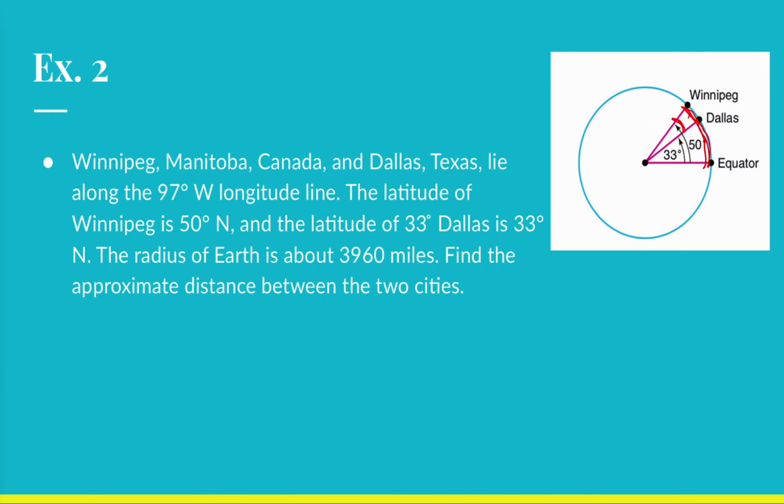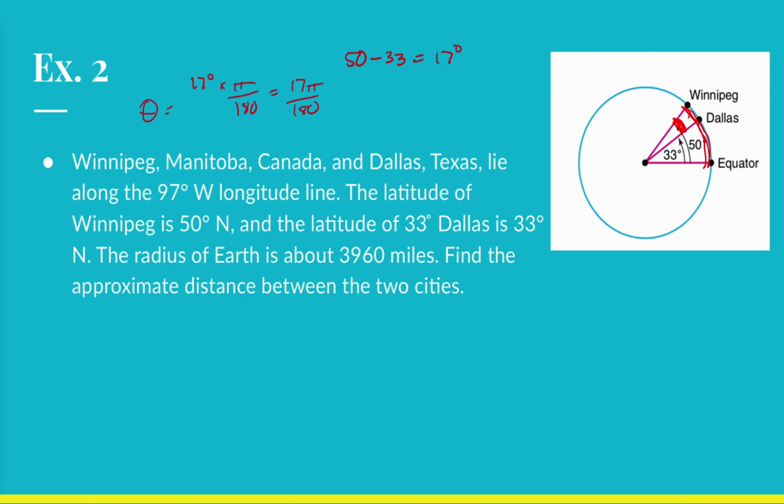So this angle is going to be 50 minus 33, which is 17 degrees. Convert 17 degrees to radians. That's just going to be 17 pi over 180. It doesn't do anything special there. It doesn't reduce in any way. But now that gives us our angle theta in terms of radians: 17 pi over 180.